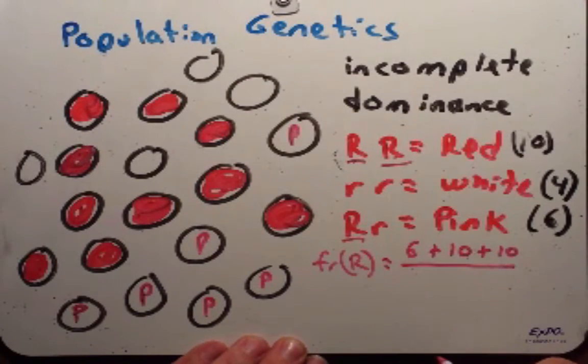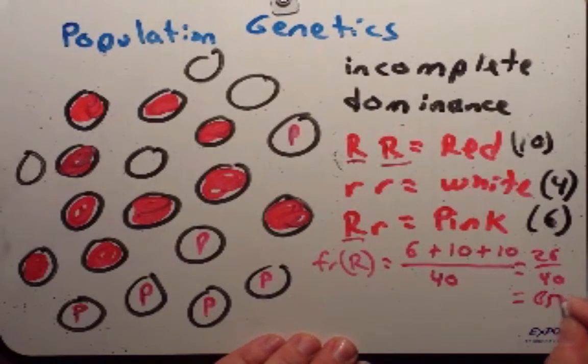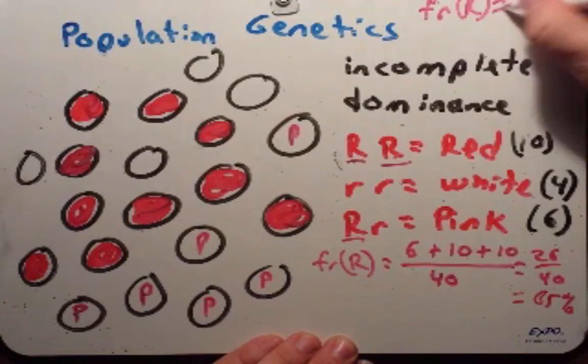And then we're going to divide that by the total number. And you can see we have 20 individuals. Each individual has 2 alleles. So we're going to have 40 total alleles. And this is going to turn out to be 26 out of 40. And we could break this down to 13 out of 20, or put it in a decimal format or a fraction format. Either would be acceptable. I would prefer either a decimal or a percent. So 26 divided by 40 is equal to 65%. I'm going to write that up here. The frequency of R is equal to 65%.